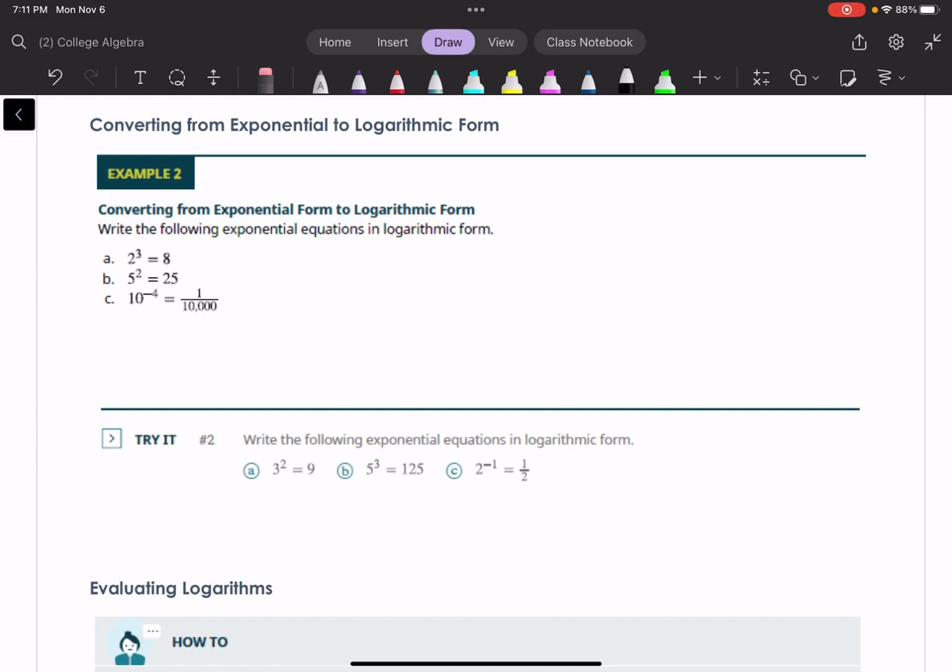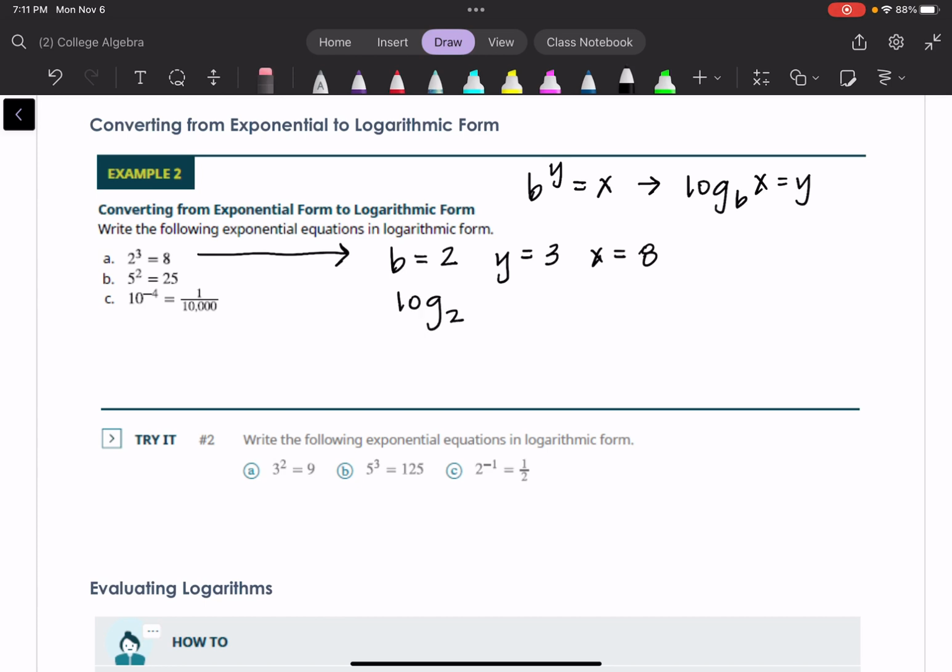And so this time, instead of moving from log base b of x equals y, we're going to move from b to the power y equals x to the log base b of x equals y. So we're just now going in reverse. And so let's look at example A. The base b is 2, the exponent y is 3, and the result is 8. And so now let's convert that over to the logarithmic form. And so that's going to be the log base 2 of 8 equals 3, which we can confirm is correct.